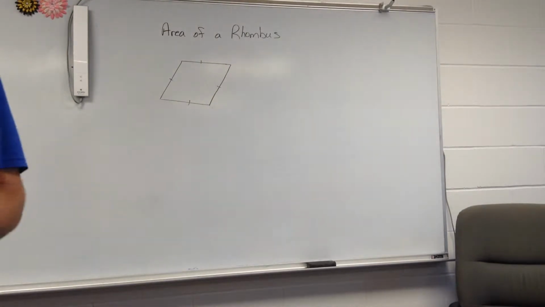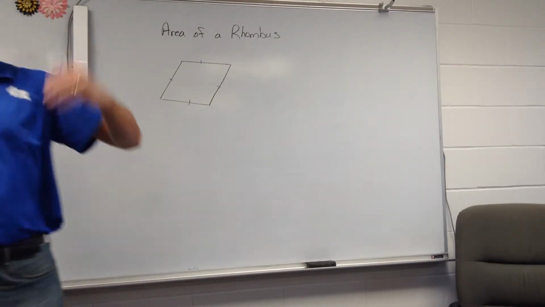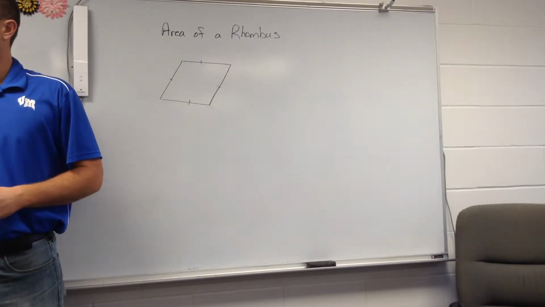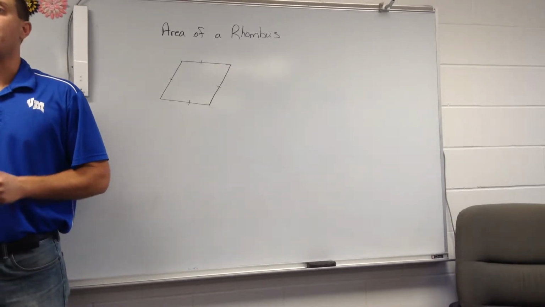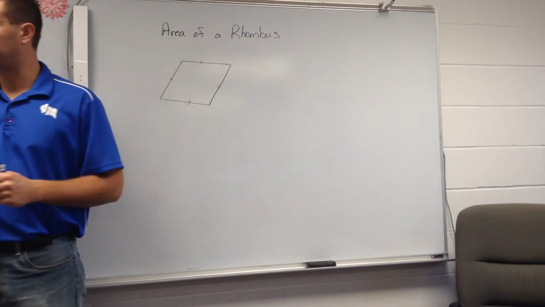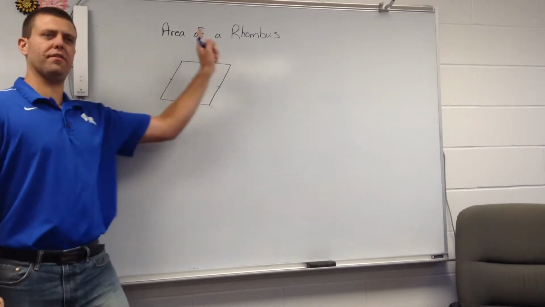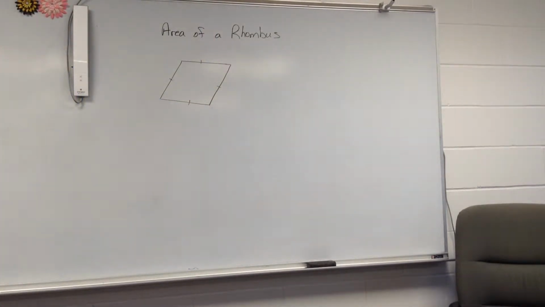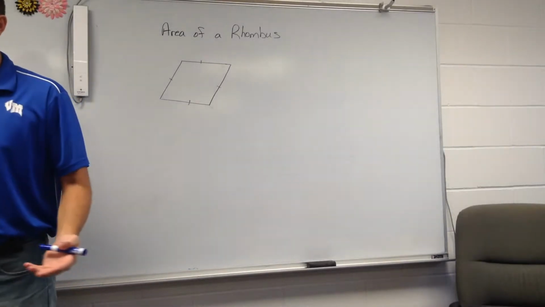Now, first of all, a rhombus would also fall into what category of shape? Quadrilateral. What else? Parallelogram. How do we find area of a parallelogram? Base times height. So if you're given the base and you're given the height, just take base times height and you got your answer, right? Okay, that works. Sometimes you won't be given the base and the height.